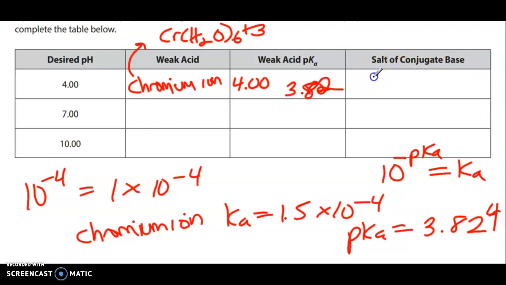So I would do CrH2O5OH, that's a positive 2. So you have to remember when you add in your chlorine, it's going to crisscross with a 2, because it goes from +3 to +2. All right. Okay, so let's do the next one.